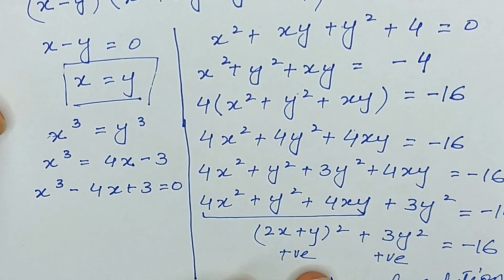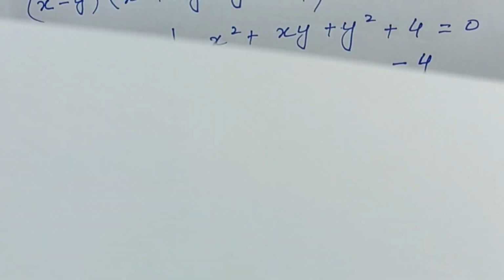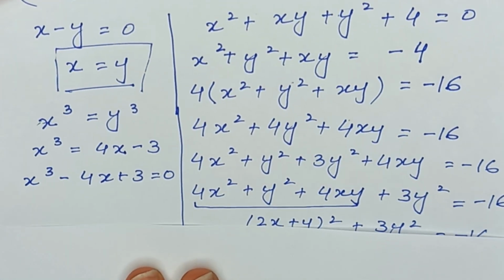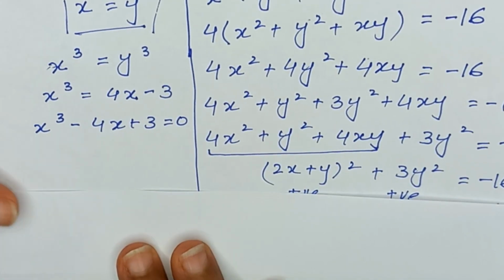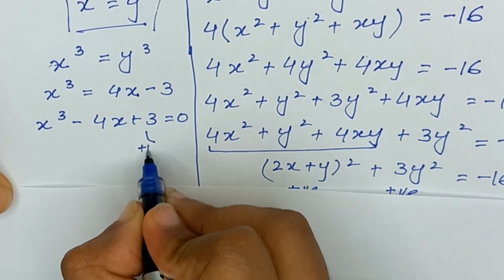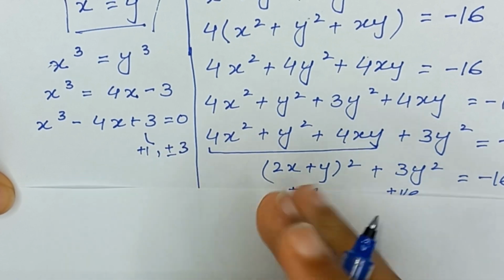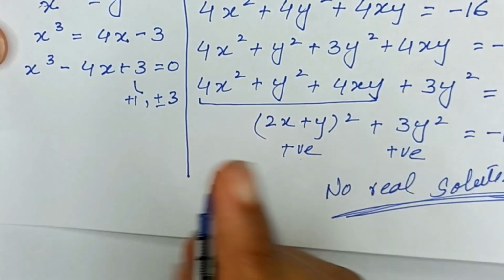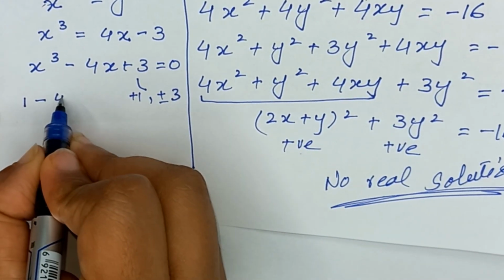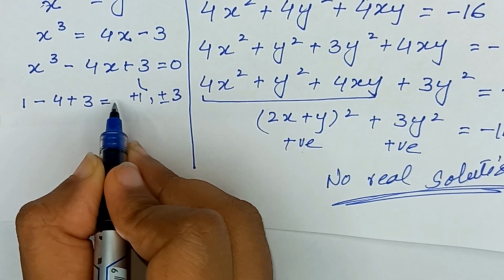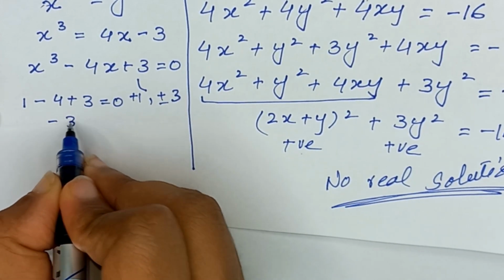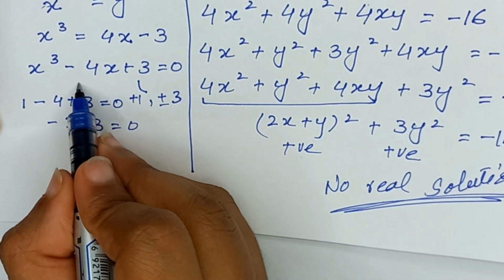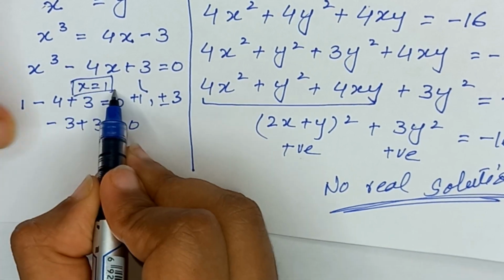Now we have a cubic equation. How can we solve this cubic equation? We can solve it by rational roots. So the rational roots of 3 will be ±1 and ±3. When I substitute x = 1, it gives us 1 - 4 + 3. Will it be equal to 0? Obviously, -3 + 3 is equal to 0. That means x = 1 is one of the solutions of this equation.